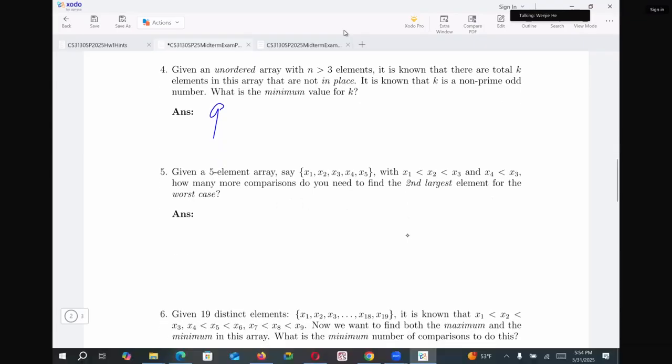Number 5, a lot of problems in number 5. So here I talk about a few common mistakes. The answer is 3 comparisons. To find it, actually, it's not that hard. But many students gave me the best case, not the worst case. Many students give me 2 comparisons. That's the most common mistake.